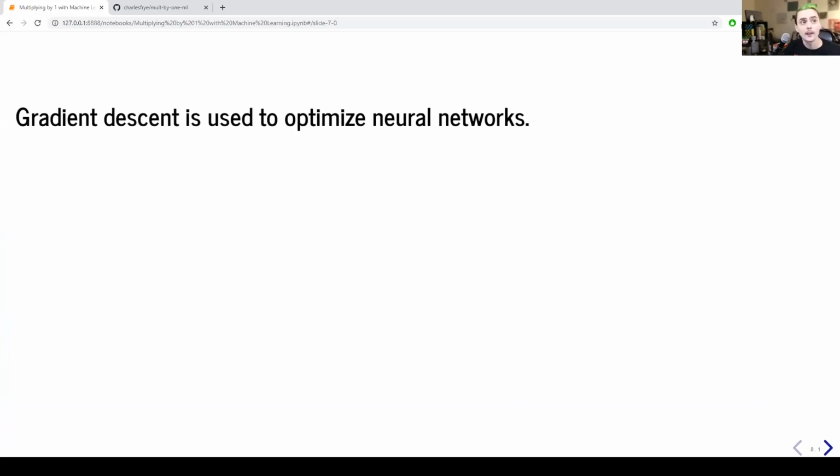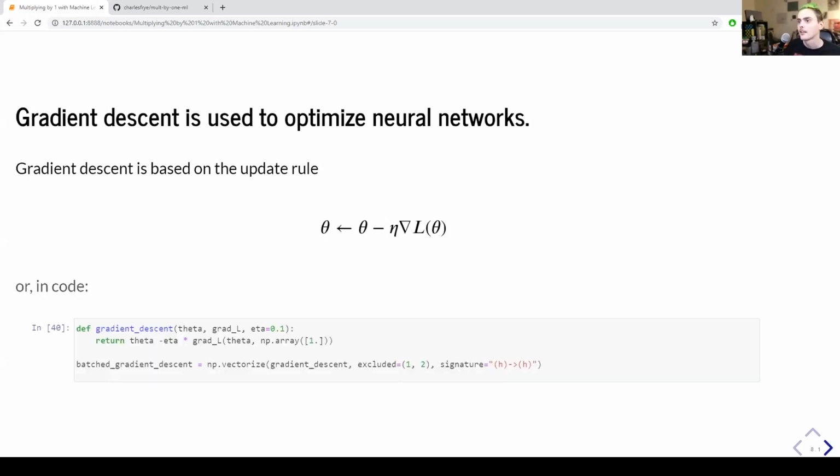So gradient descent is the method that gets used to optimize neural networks, right? We calculate that gradient, scale it, flip it around, and add it to the value of the parameters. So we follow those arrows that I was showing on the surface. In Python code, that looks like theta minus eta times the gradient.